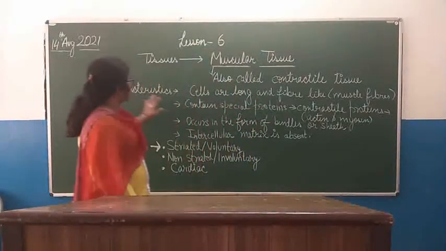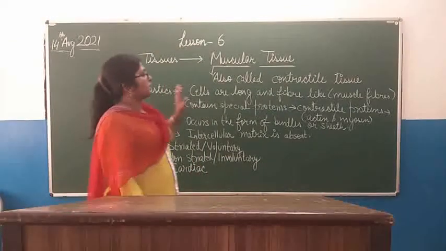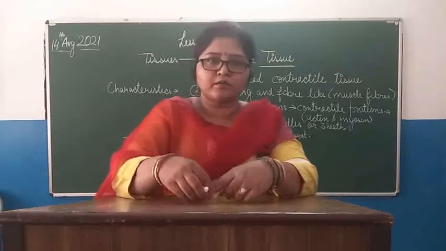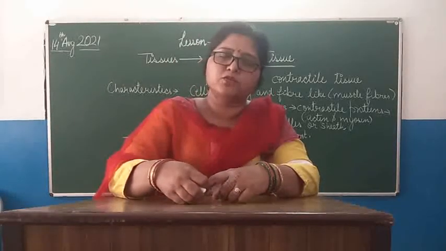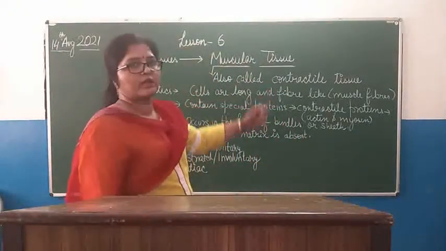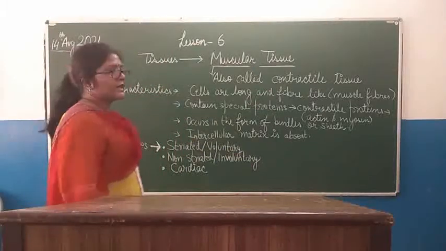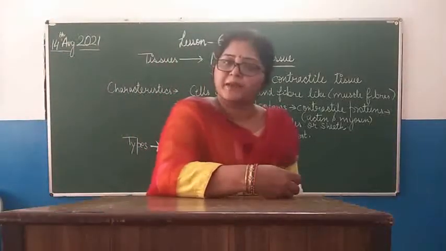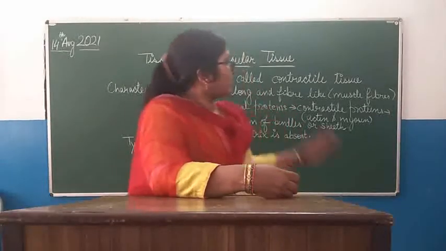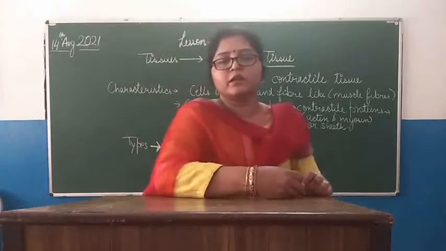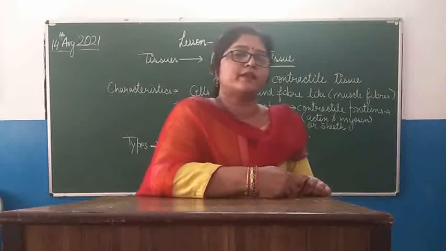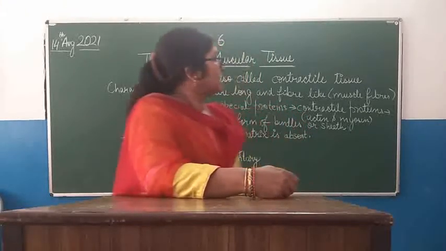If we talk about the characteristics, the cells of muscular tissue are long and fiber-like, fibrous, which are called muscle fibers. इनको हम muscle fibers भी बोलते हैं. Then these cells contain some special proteins called contractile proteins, and they are actin and myosin. These proteins help the muscle cells to contract and relax.